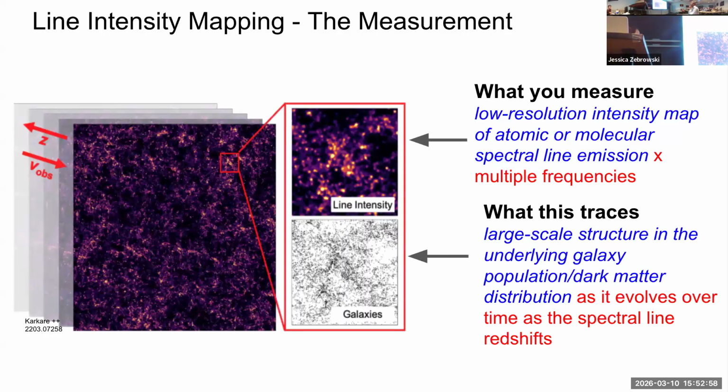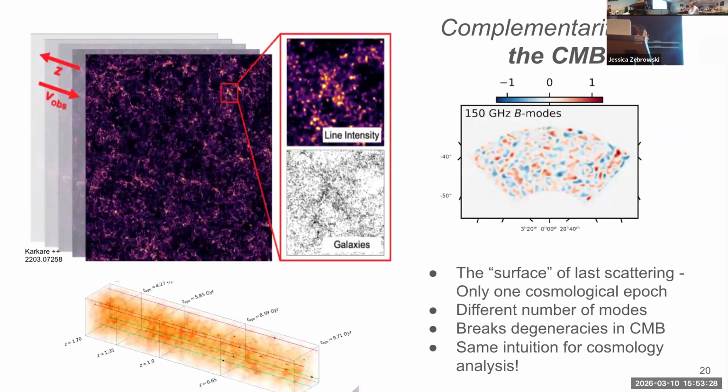So what is this measurement? What you measure is a low resolution intensity map of atomic or molecular spectral line emission, and you measure it at multiple frequencies. And what this traces, as you can see, if you can line up the dots in the emission patterns up here, is the large scale structure in the underlying galaxy population, which in turn obviously traces the dark matter distribution as it evolves over time as the spectral line redshifts.